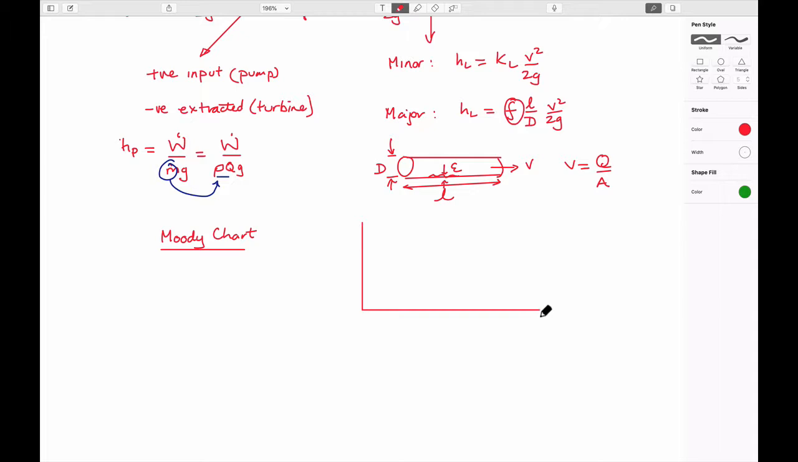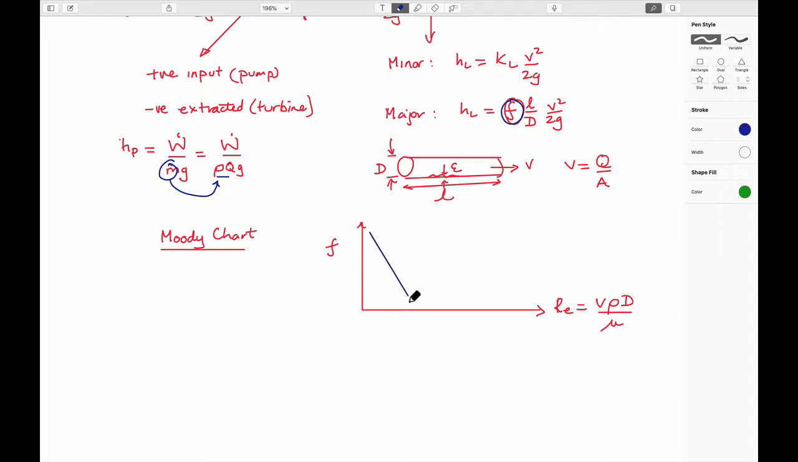And so the Moody chart is always defined in terms of a Reynolds number, which is flow velocity, the density of the fluid that's flowing, and a characteristic dimension, usually the diameter of the pipe, divided through by viscosity. And the friction factor is a non-dimensional term, the scaling term, if you like, that defines how much head loss occurs in the system.